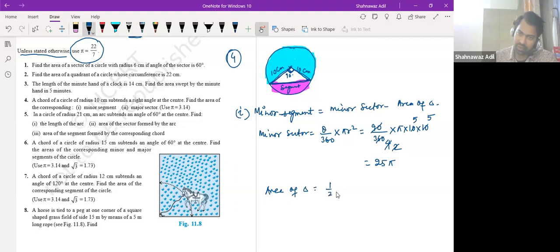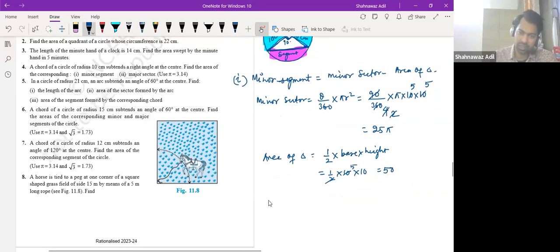Then area of triangle is half base into height. So half, base is 10, height is 10, so this is 50, right? Then we can calculate the area of the segment. That would be 25 pi minus 50. And we have to use pi equal to 3.14, right? So 25 into 3.14 minus 50. How much is that?